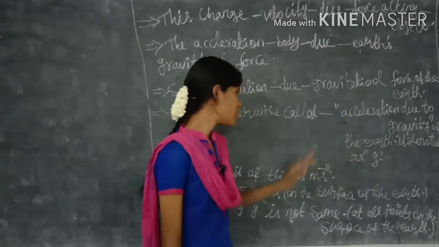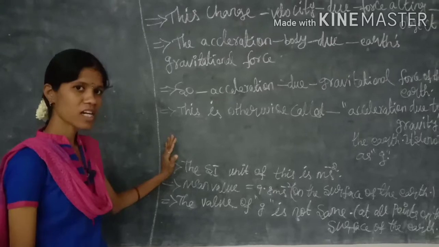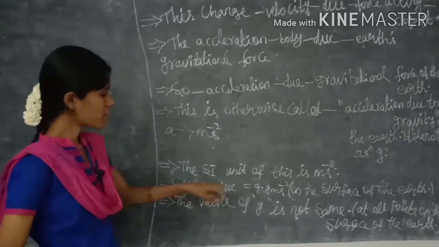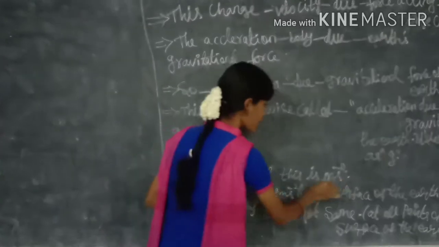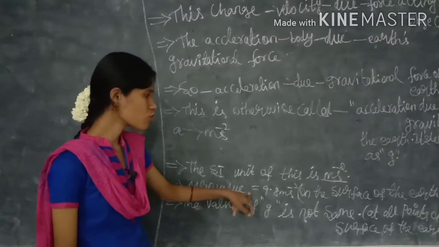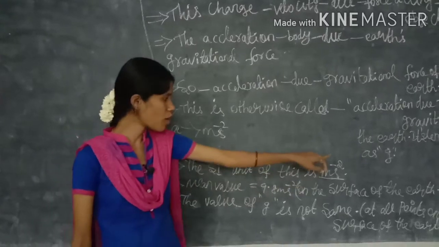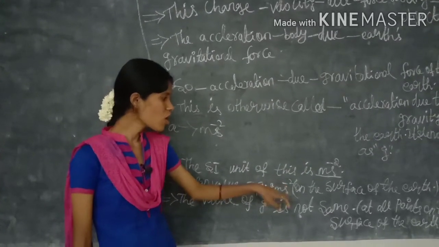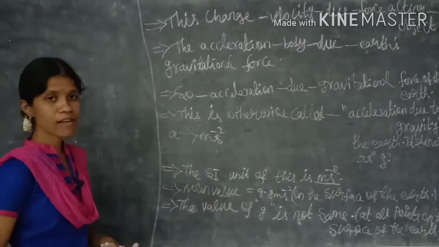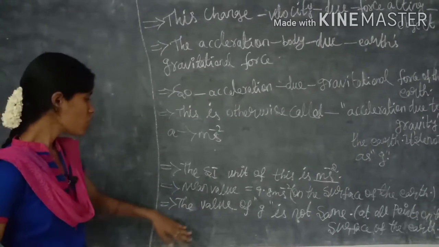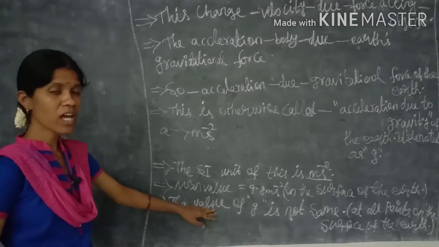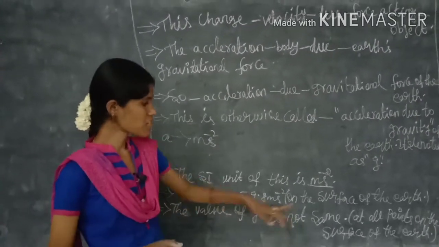It is denoted by small g. The SI unit of acceleration, which we already know, is meter second power minus 2, so the SI unit of acceleration due to gravity is also meter second power minus 2, because this is an acceleration. The mean value of g on the surface of the earth is 9.8 meter second power minus 2. This value of g is not the same at all points; it can vary on the surface of the earth.